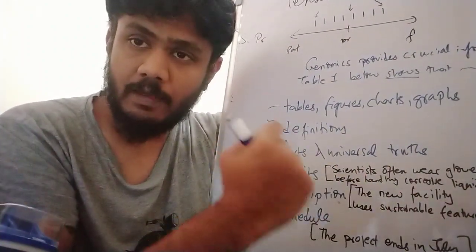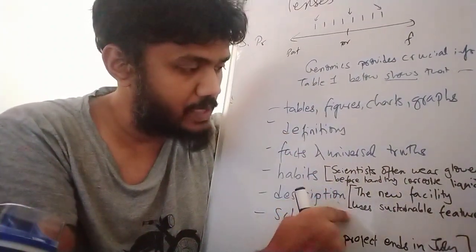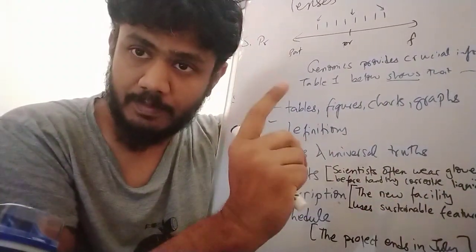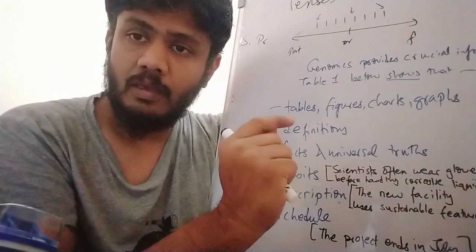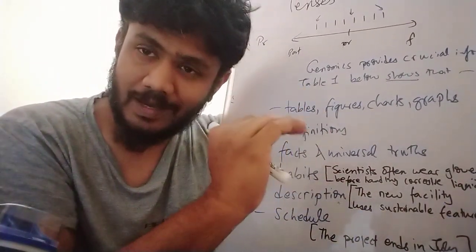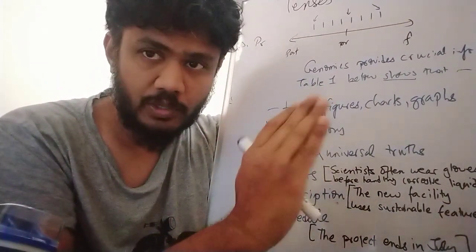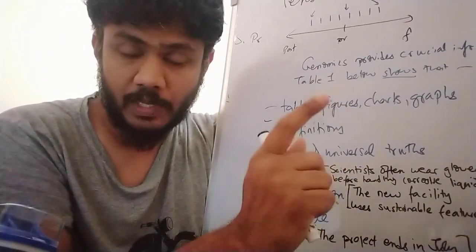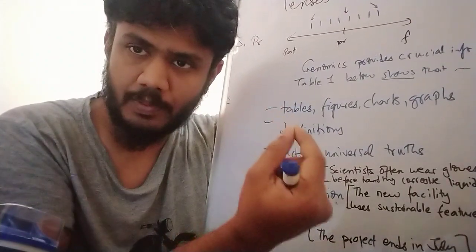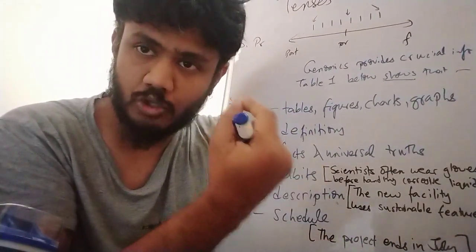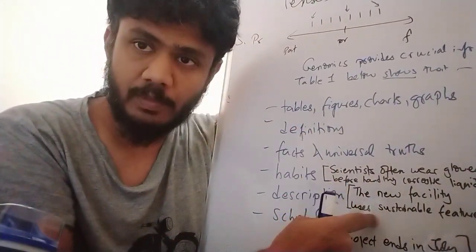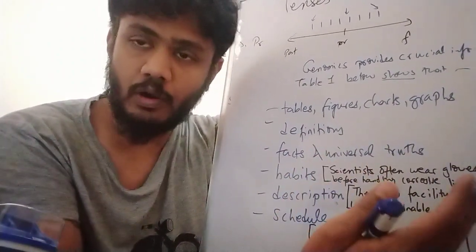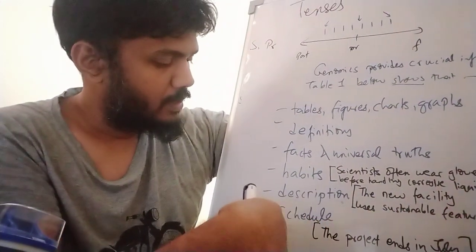However, if you say the new facility is using sustainable features, the implication is that it is using it now, but it is likely to not use it for a very long time. So whenever you use the present continuous, it means that it's a temporary arrangement. It's going to be for the short term. But if you use the simple present, then it's indicative that it will be true for a long duration of time. Okay. Now, a schedule.